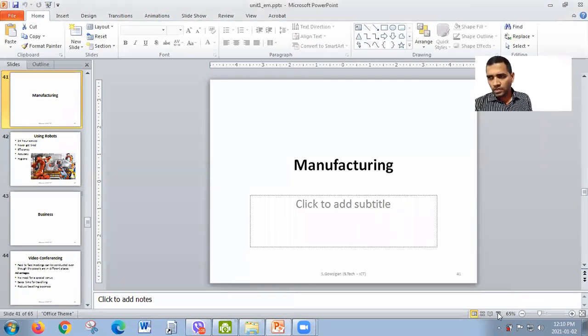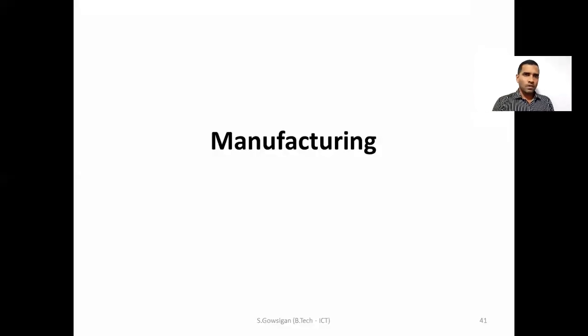So when it comes to manufacturing, it's all about producing the things. So here we will discuss only one application. Again, I want to stick with the book. There may be more than one application, but mostly we have to take one important thing, that is production using robotics, right?